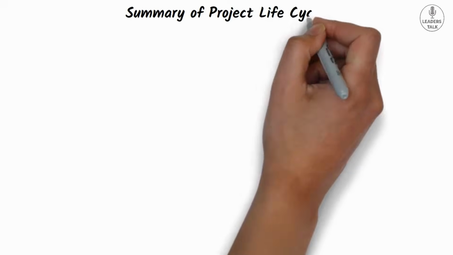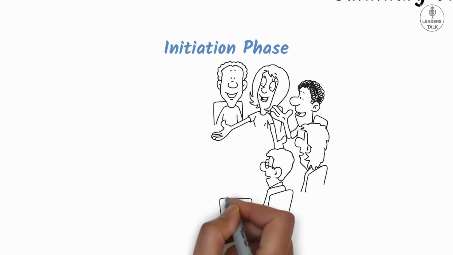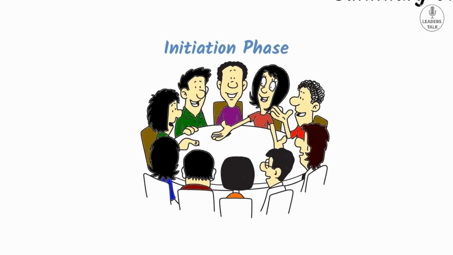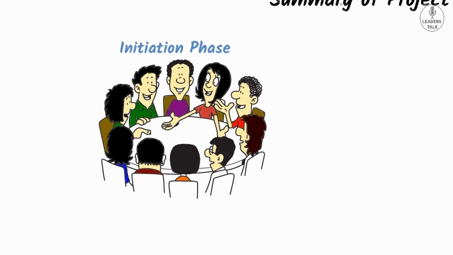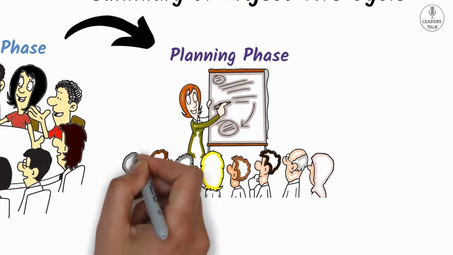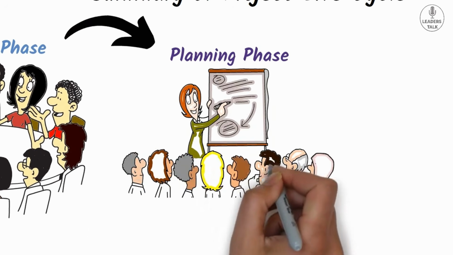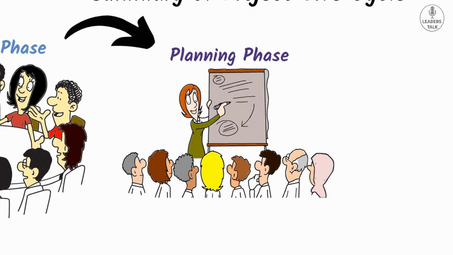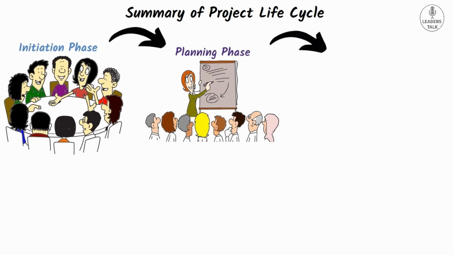Summary of project lifecycle. Initiation phase. This is where the project idea is born. Key activities include defining project objectives, identifying stakeholders, and assessing feasibility. Planning phase. In this stage, a comprehensive project plan is developed, including defining scope, allocating resources, and identifying potential risks.